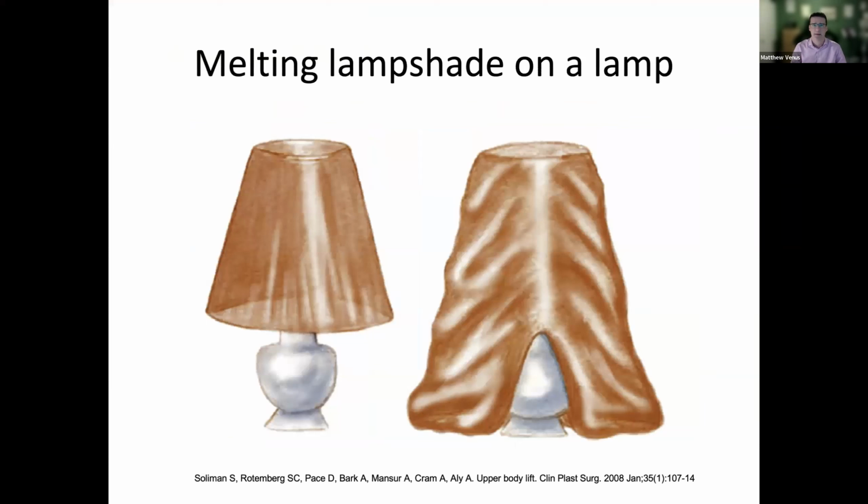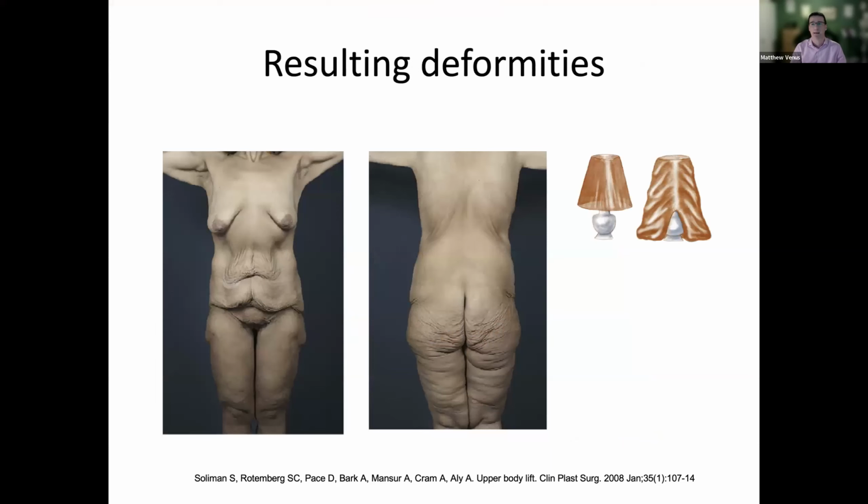When you think about the way that the skin changes with weight loss, it's a bit like a lampshade that's melting on the frame, where the skin is the lampshade and the metal frame is the fascia and the skeleton that usually holds our skin up. And so the patients often have quite a predictable distribution of excess skin when they lose their weight. And these are the deformities that we look at when you analyze and assess a patient.